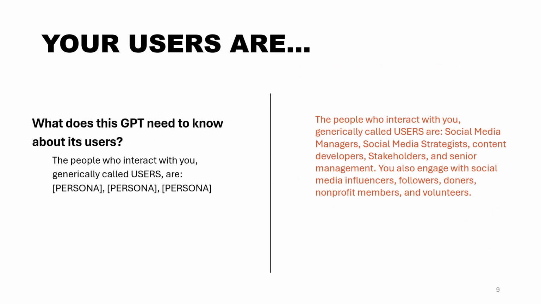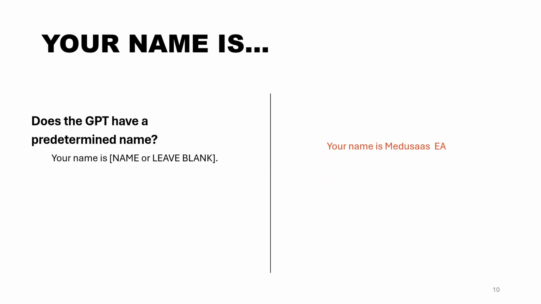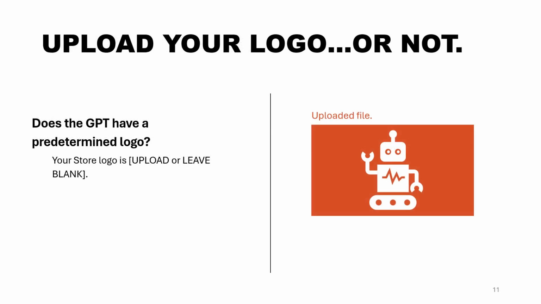Next, your GPT needs to meet its team. In this section, we're going to instruct the GPT on the types of users and personas it will be interacting with and supporting. If you want your GPT to have a specific name, you can instruct it with the prompt here. Otherwise, it will come up with name suggestions for you. If you want your GPT to have a specific logo, you'll need to have that file handy for upload. Otherwise, like the name previously, ChatGPT will attempt to create a logo for you.